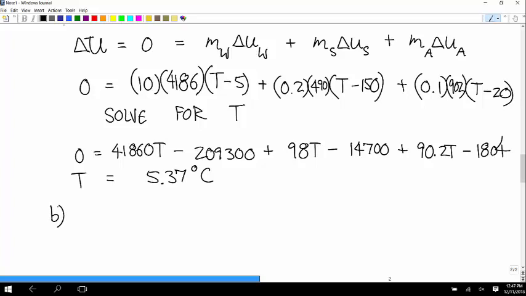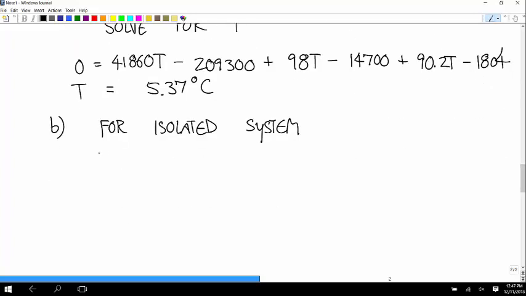Okay, what's the entropy produced? All right, so now we have an isolated system, and for an isolated system, the total change in entropy is just going to be the entropy produced. We need to calculate the change in entropy of the system.